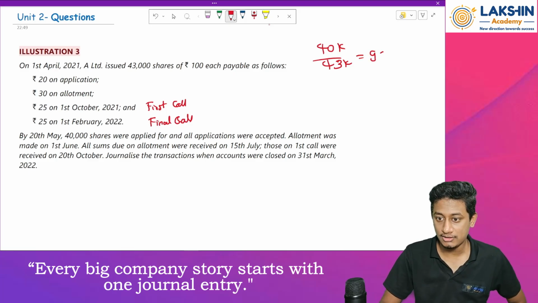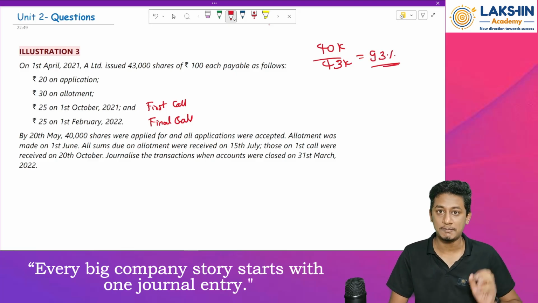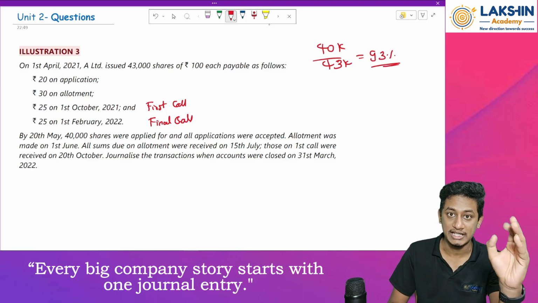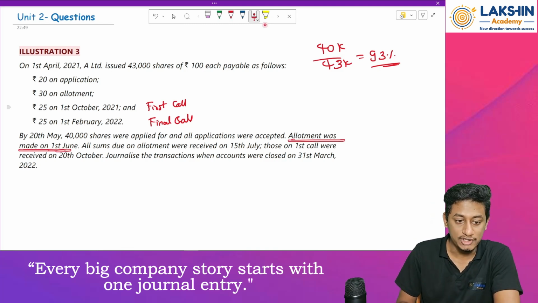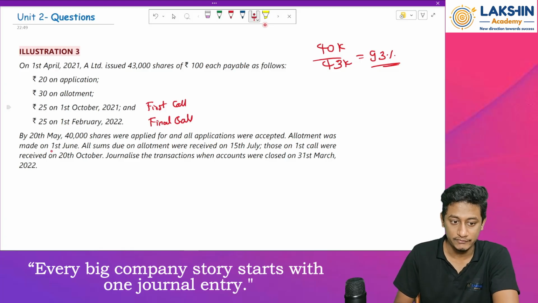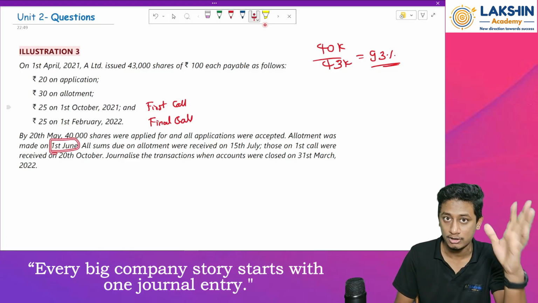So around 93% subscription has been done. That means the minimum subscription of 90% has already been crossed, right? Okay. Now allotment was made on 1st of June. Fine. So whatever money we have received for that, we have made an allotment on 1st of June.